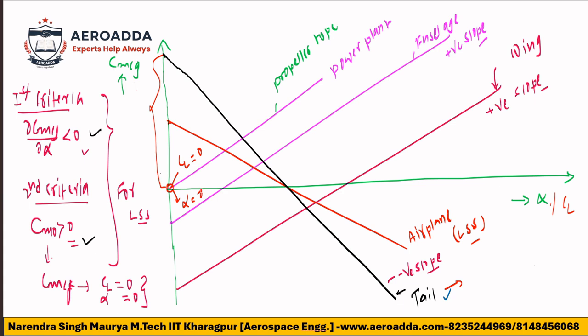Correct? So if the value of alpha is zero here, now I will find the CM naught value, which is for the complete airplane. Earlier, whatever I had calculated for CM naught, it was maybe for the main wing, or maybe for the tail. But now we are talking about the complete airplane. So separately, I will calculate CM naught for the complete airplane, where the main wing and tail contribution will be there. This is a question they had asked in your GATE exam as well.